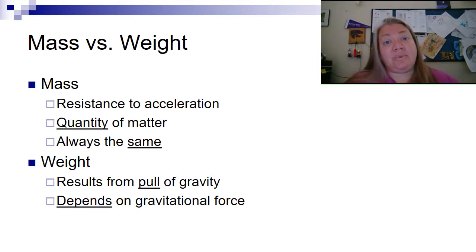Mass is considered to be the resistance to acceleration. How hard is it to get something started, or how hard is it to slow something down? It's the quantity, the amount of matter. And remember, matter is just stuff. And mass is always the same, no matter where you're at.